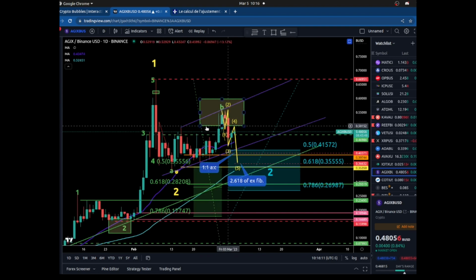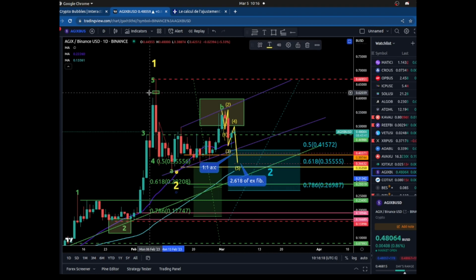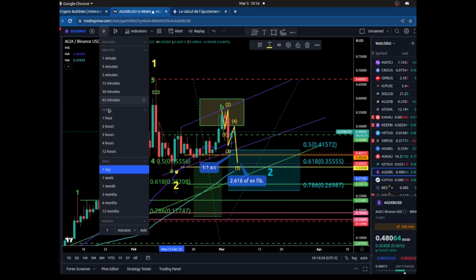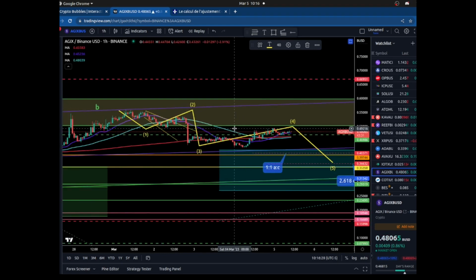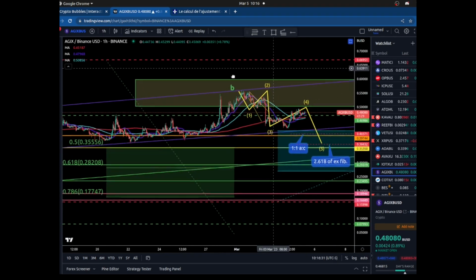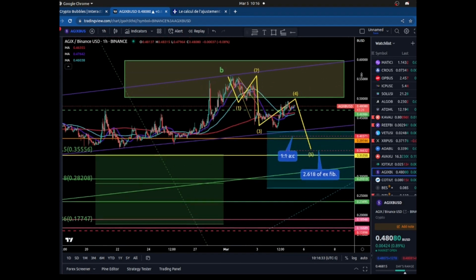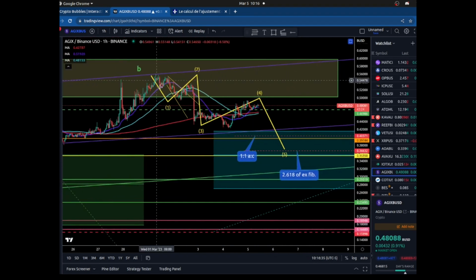So we can see that, in my opinion, we did this one big wave movement in yellow, and then we did a B, and we are doing the C. Now, if I zoom into the 1 hour time frame, I would say that for the moment, let me put it a bit bigger, we did the 1, a 2, this was a 3, we're doing the 4, and we're missing the 5th leg.